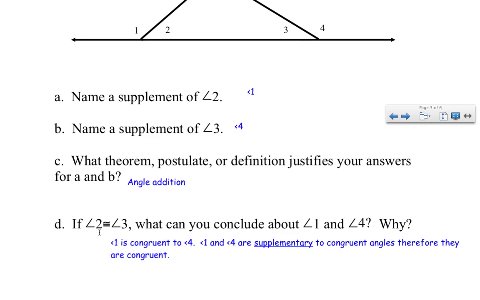So then if they tell us angle 2 is congruent to angle 3, what can you conclude about angle 1 and angle 4? Well, I can conclude angle 1 is congruent to angle 4 because of the theorem from our first slide. So angle 1 and 4 are supplementary to congruent angles because they told me that right here. The if is kind of your given. Therefore, they are congruent to each other.